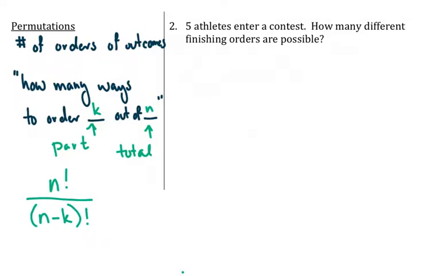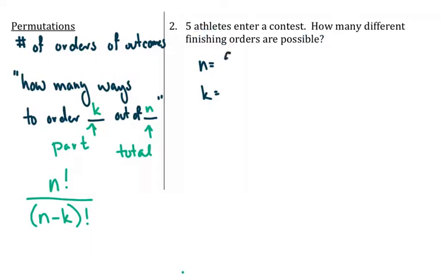So what we want to do, knowing that formula, is recognize that it's a permutation, and then just using our deductive reasoning skills, figure out what n equals and what k equals. N is usually easier. It's like, what is the total number of people participating? What's the total number of books we want to put on a shelf? The total number of students in the classroom that we want to put in a seating chart. So in this case, we've got 5 athletes in a contest.